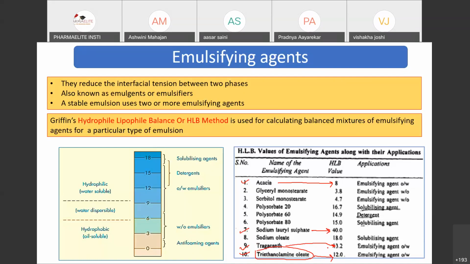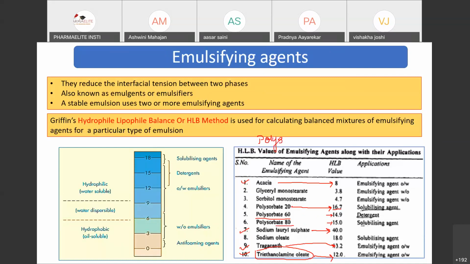Now just observe what I am saying, because immediately next I will have a question for you. Alright, let's go to that later. First, let's pick this up. When it comes to polysorbate 20, the HLB value is around 16.7. Polysorbate 60 has an HLB value of around 14. Polysorbate 80 has an HLB value of around 15.